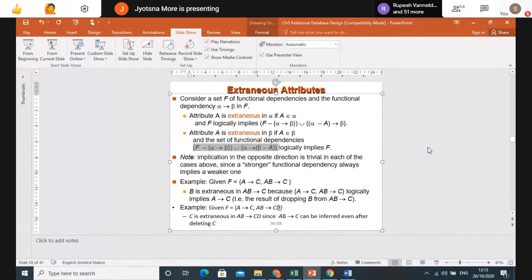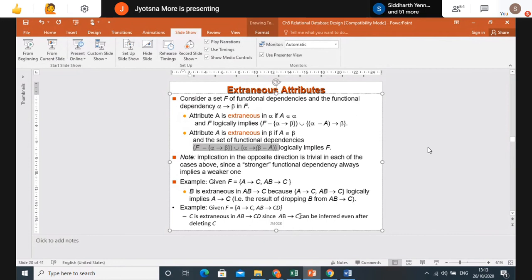Here, if I remove C and keep the rest, it gives me AB determines D, and AB determines C is again covered by A determines C, which is already present. If I say AB determines D, D is not determined by any other functional dependency, so I have to keep D. I cannot remove D. But C is determined with the help of A determines C. So I am saying C is extraneous.